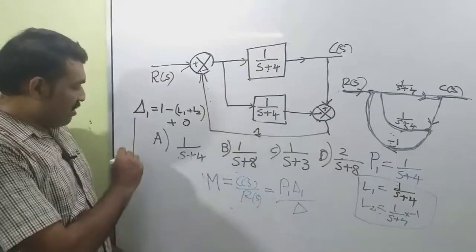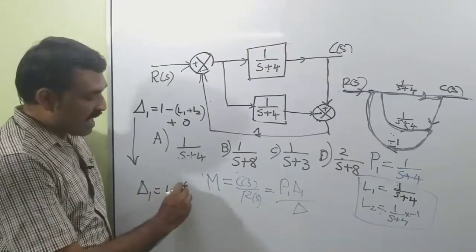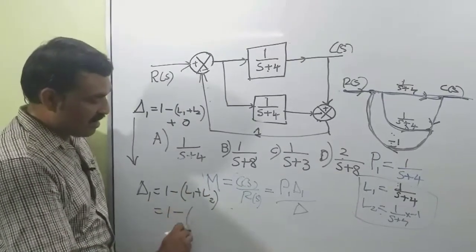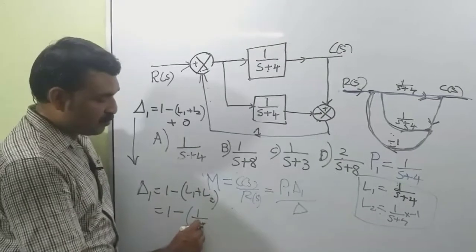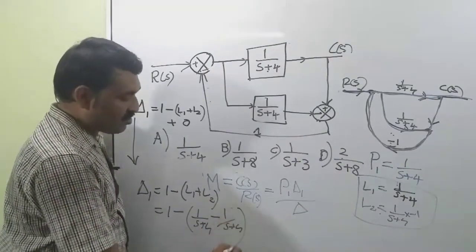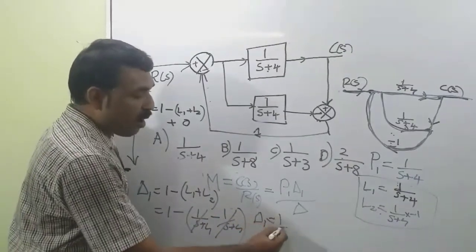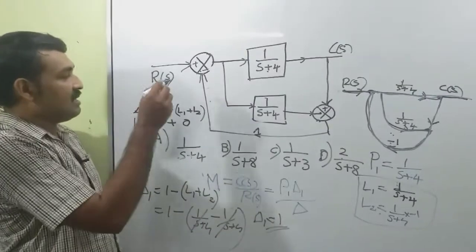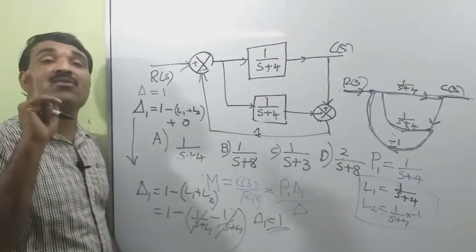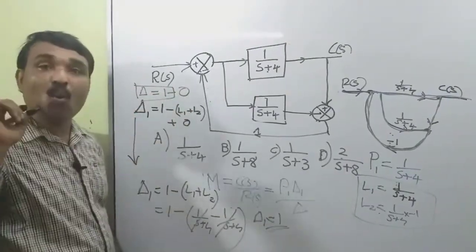Now our del 1 is equal to 1 minus L1 plus L2. That is equal to 1 minus, L1 is 1 by S plus 4, L2 is minus 1 by S plus 4. So these terms cancel, that becomes 0. So del 1 is equal to 1. Similarly, del is equal to 1. All the loops are touching the first forward path. So the value of del 1 is equal to 1 minus 0, that is equal to 1.